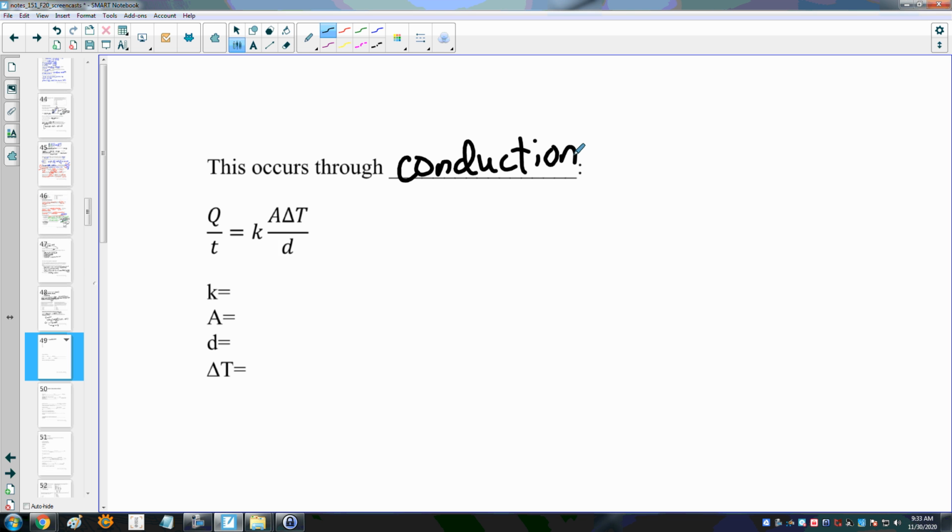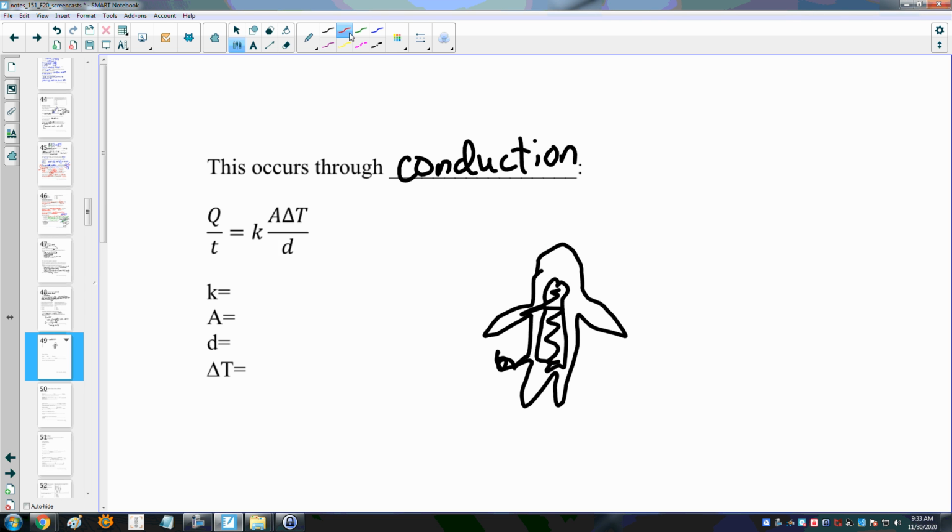But I do want you to know how the rate of energy conduction is related to these various variables. So if you think about the body, here's my really bad body. I have this inner part of the body that's hot, and this energy is leaving through the skin and going out into the surrounding area.